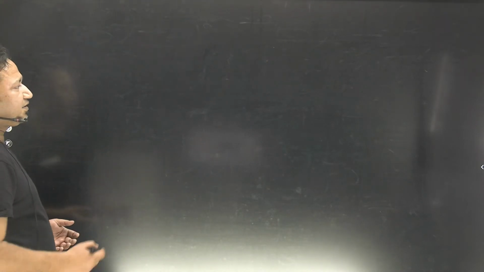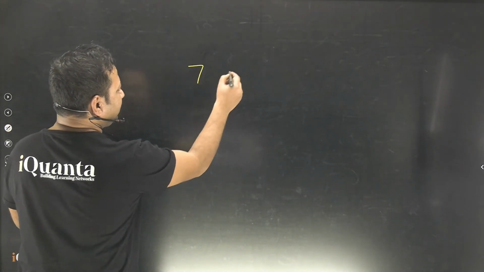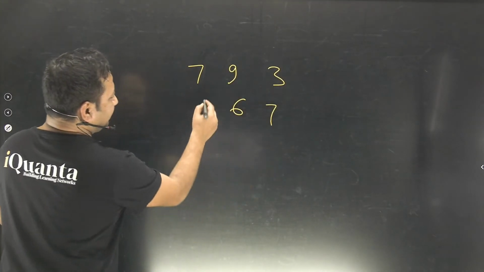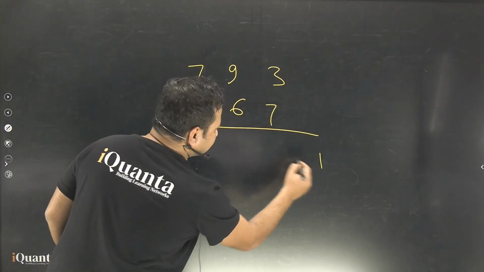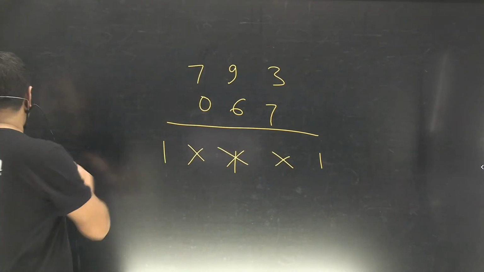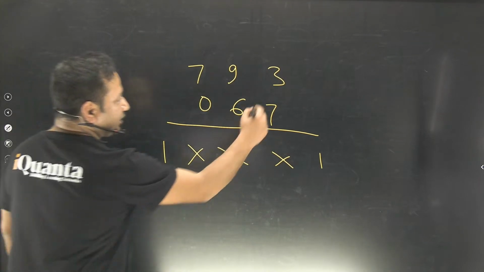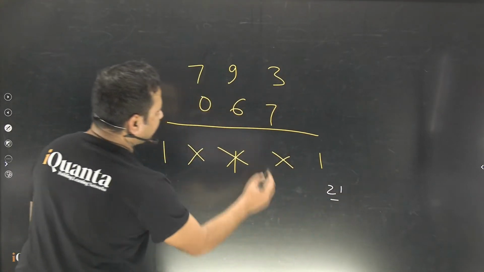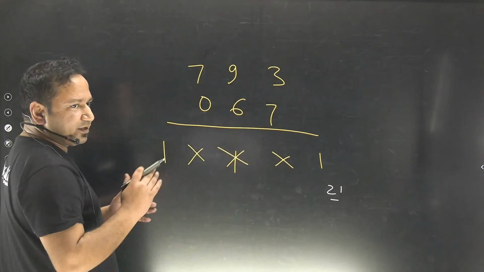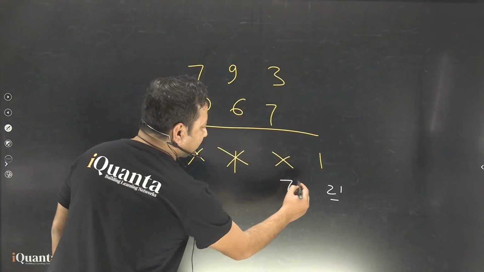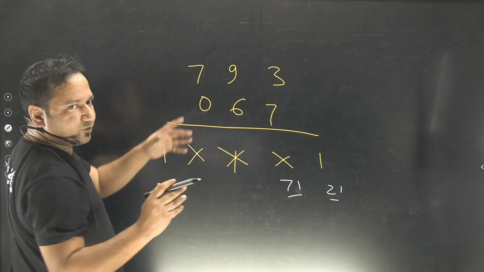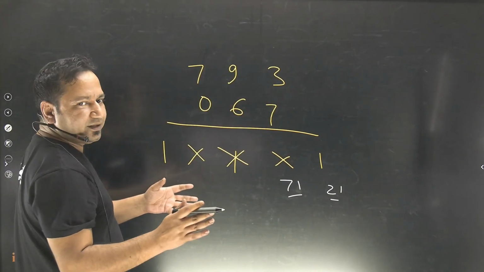One more example people are asking. One last example and then we'll move on to the next technique. 793 multiplied by 67. Let's put a 0 over here and then look at this. I'll do it fast. Try to understand this. 3 7s are 21. 9 7s are 63. 6 3s are 18. 63 plus 18 is 71. 49 plus 0 plus 54. 49 plus 54 is what we need.